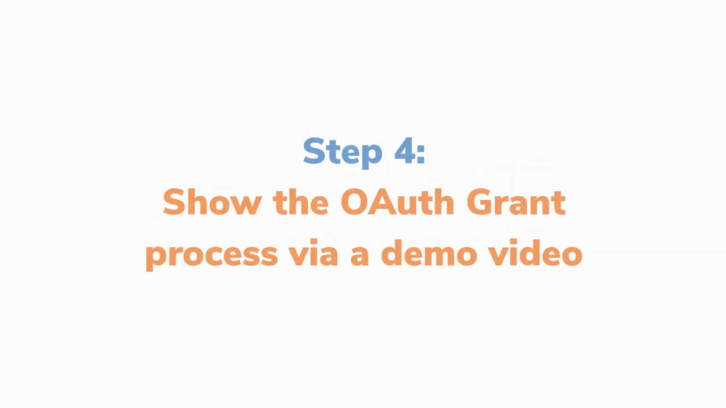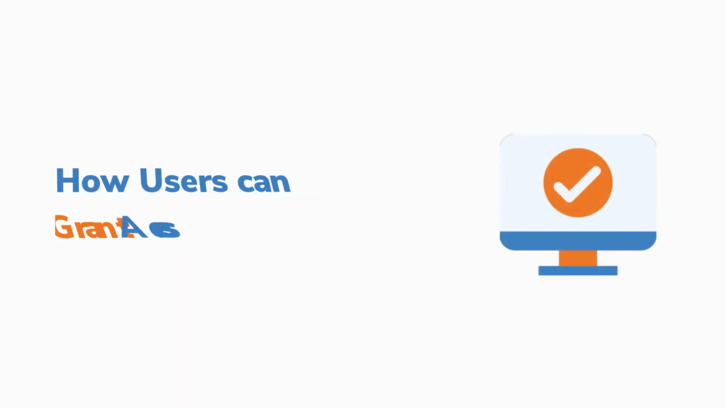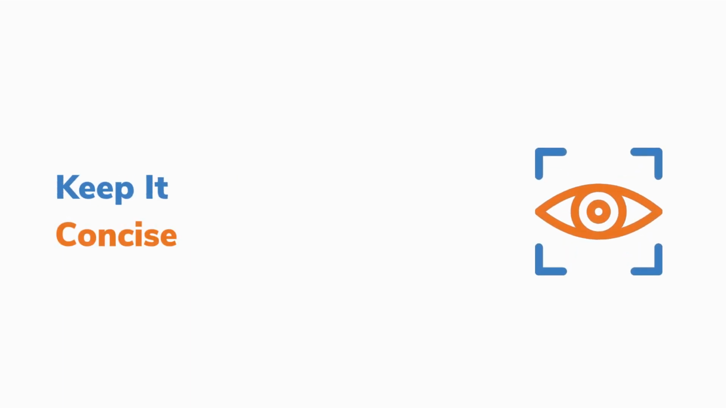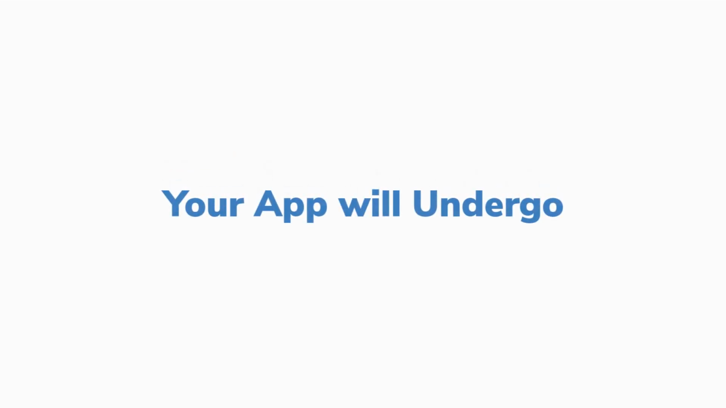Step 4. Show the OAuth grant process via a demo video. Use YouTube to demonstrate how users can grant access to your app. Keep it clear, concise, and engaging, so Google can't resist. Before you proceed, remember to separate your production and test projects. This way, your app will undergo a close review by Google's expert teams.